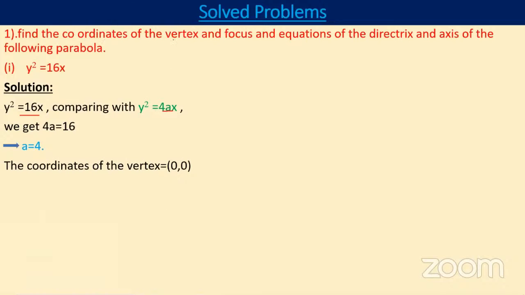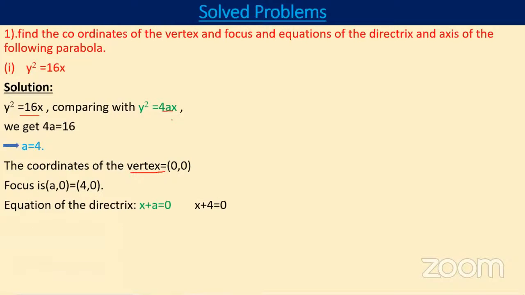Then this is the a value. The coordinates of the vertex are (0, 0), because from the standard forms the vertex is (0, 0). The focus is (a, 0), and with the a value we have, that is (4, 0). The equation of the directrix is x + a = 0, so x + 4 = 0, then x = −4. Next, the axis of the parabola is y = 0, because it lies on the x-axis.